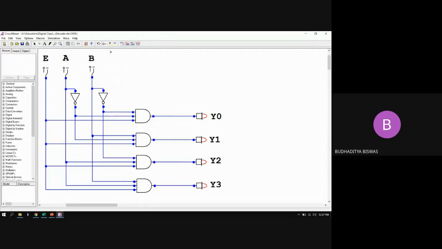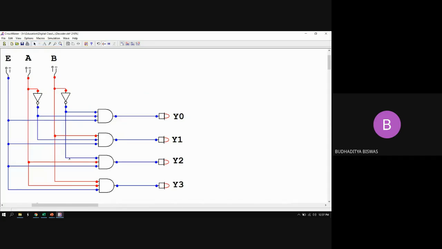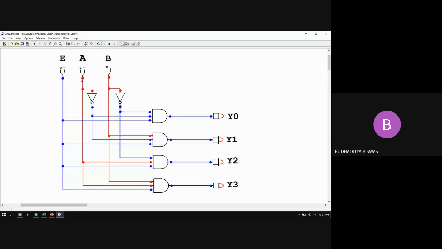Here you see, I run the circuit. Are you able to see the circuit? Yes, sir. You see, this decoder has an active high enable input. So active high enable input means now this is the enable input, and this enable input is now connected to 0.